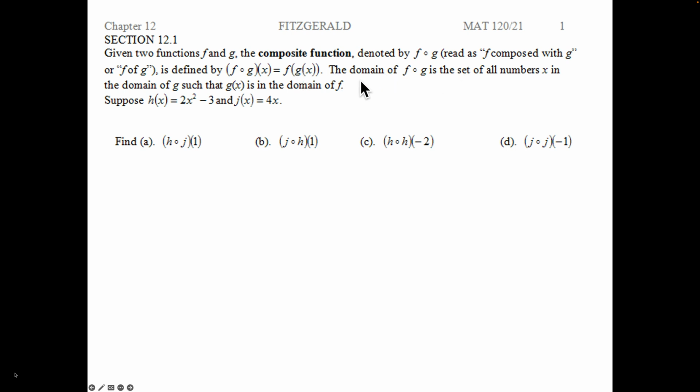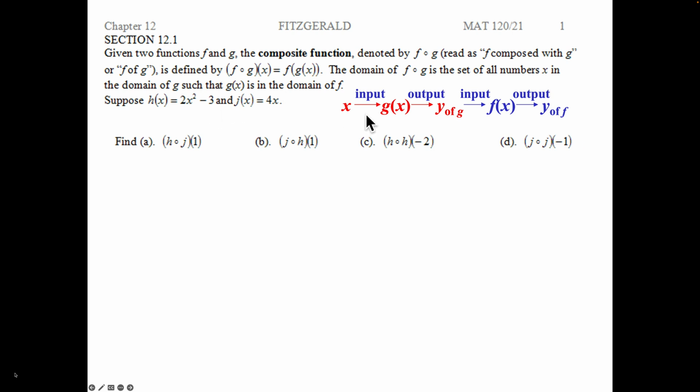Now, it's important to understand that the domain of F of G, or F composed with G, is the set of all numbers x in the domain of the inner function G, such that G of X, which is your y coordinates, is in the domain of F. And that's what makes it seem weird, because you're saying y coordinates are going to be the domain. Well, the y coordinates of the G are the range of the G function, but in terms of the F function, they're the domain.